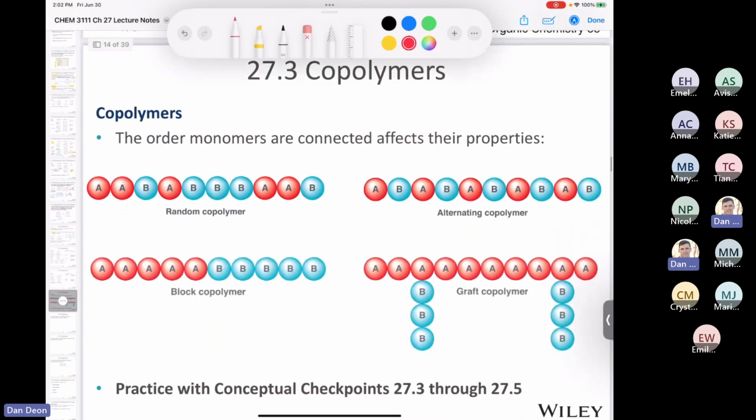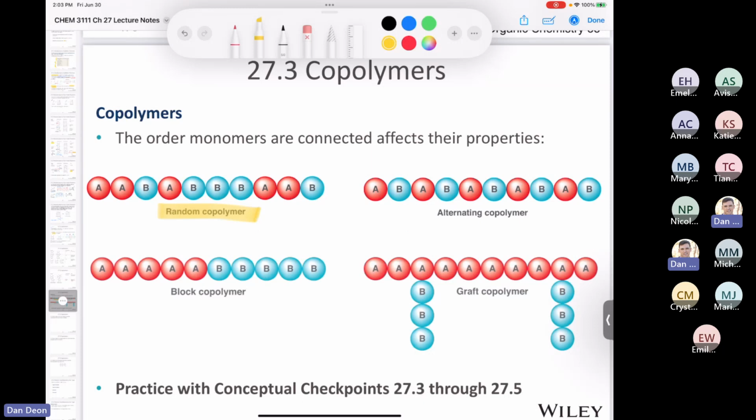So what are the types of copolymers that we can have? Well, so far I just talked about putting the polymers together, but there are different types of copolymers. The first two are random and alternating, and I'm sure you can figure out on your own what that means. So random just means that there's no organization to it.